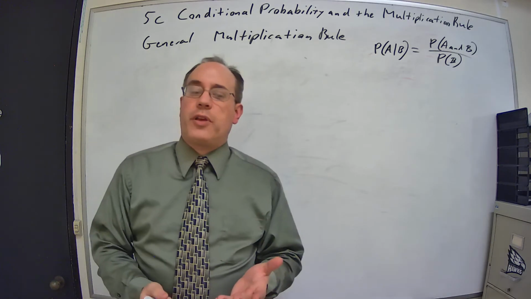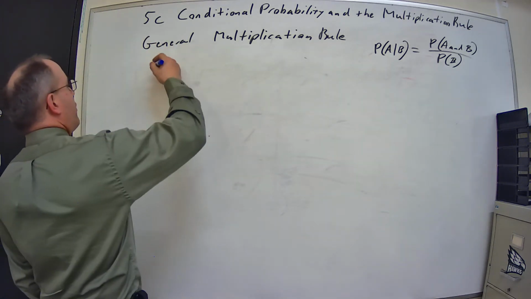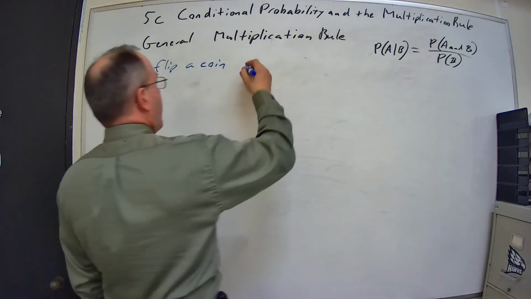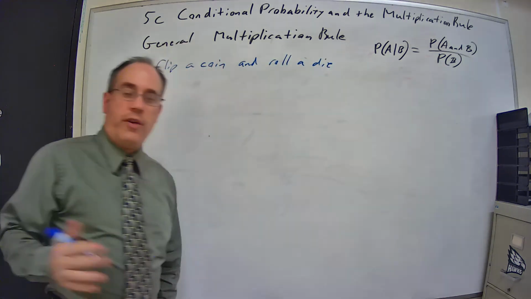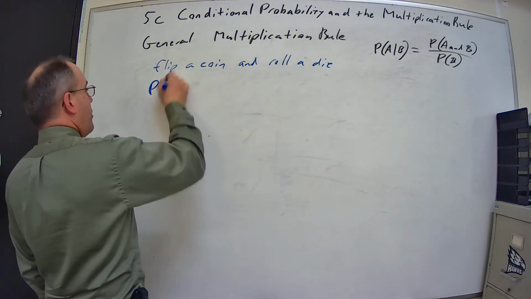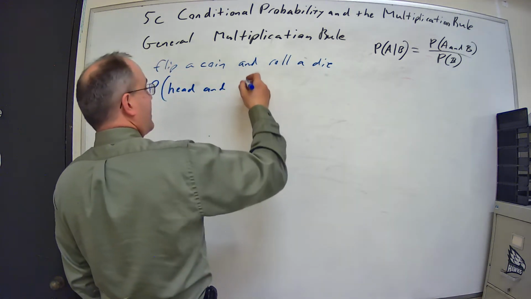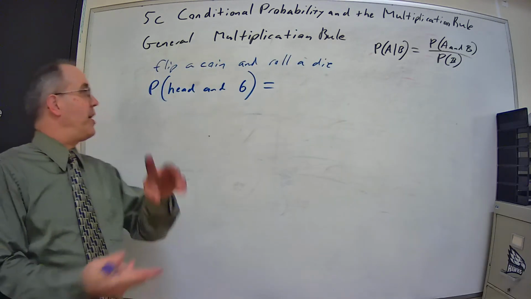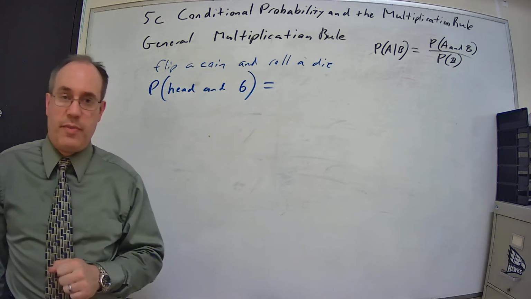Now, if we're looking at something like that, sometimes we run into things like this. What if I flip a coin and roll a die? So I flip a coin and I roll a die. I want to know what's the probability that I get heads and a 6. So I'm doing two things, right? I'm flipping a coin, then I'm rolling a die. I want to know what's the probability that I get heads and a 6.